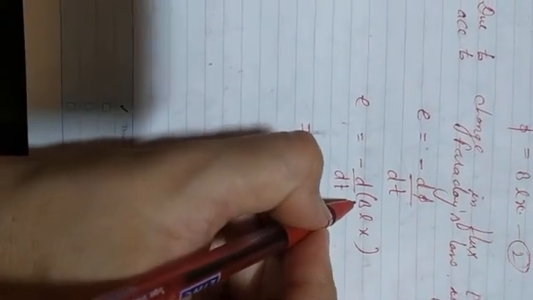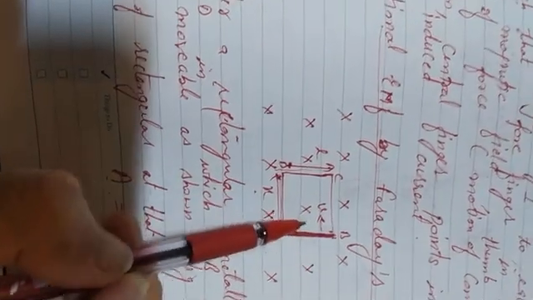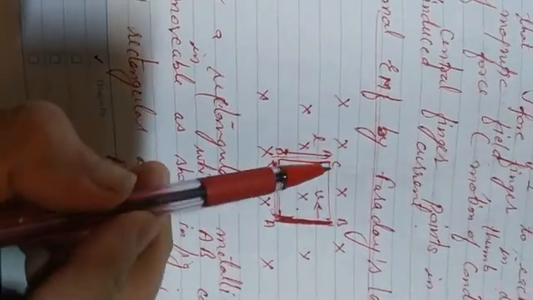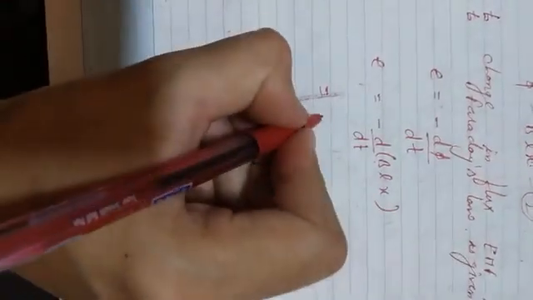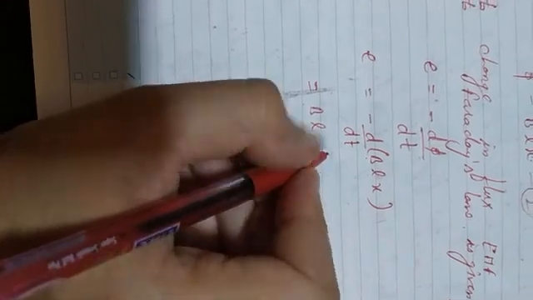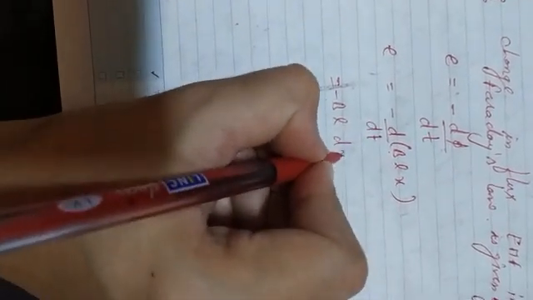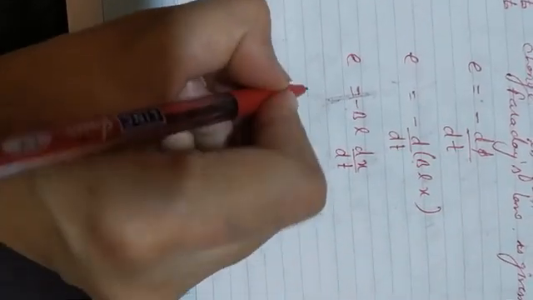Now B is fixed, L length is also fixed, but X is changing. As this part is moving inward, x will be reduced. As this one goes outside, x will be increased. So L length will remain constant, but x will change with time. So the constant terms we can take outside and keep the remaining term inside, dx by dt. Clear now? X is the length, then dx by dt.